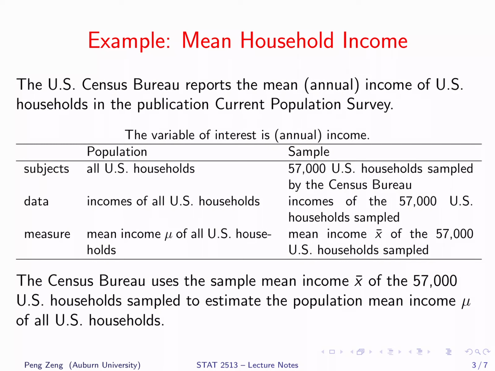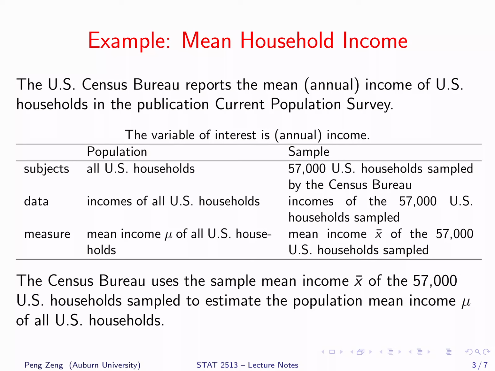Let's look at one example. The US Census Bureau reports mean annual income of US households in the publication Current Population Survey. The reported number is essentially calculated based on a sample of 57,000 households. In this example, the population includes all US households, and the sample contains 57,000 households selected by the Census Bureau.